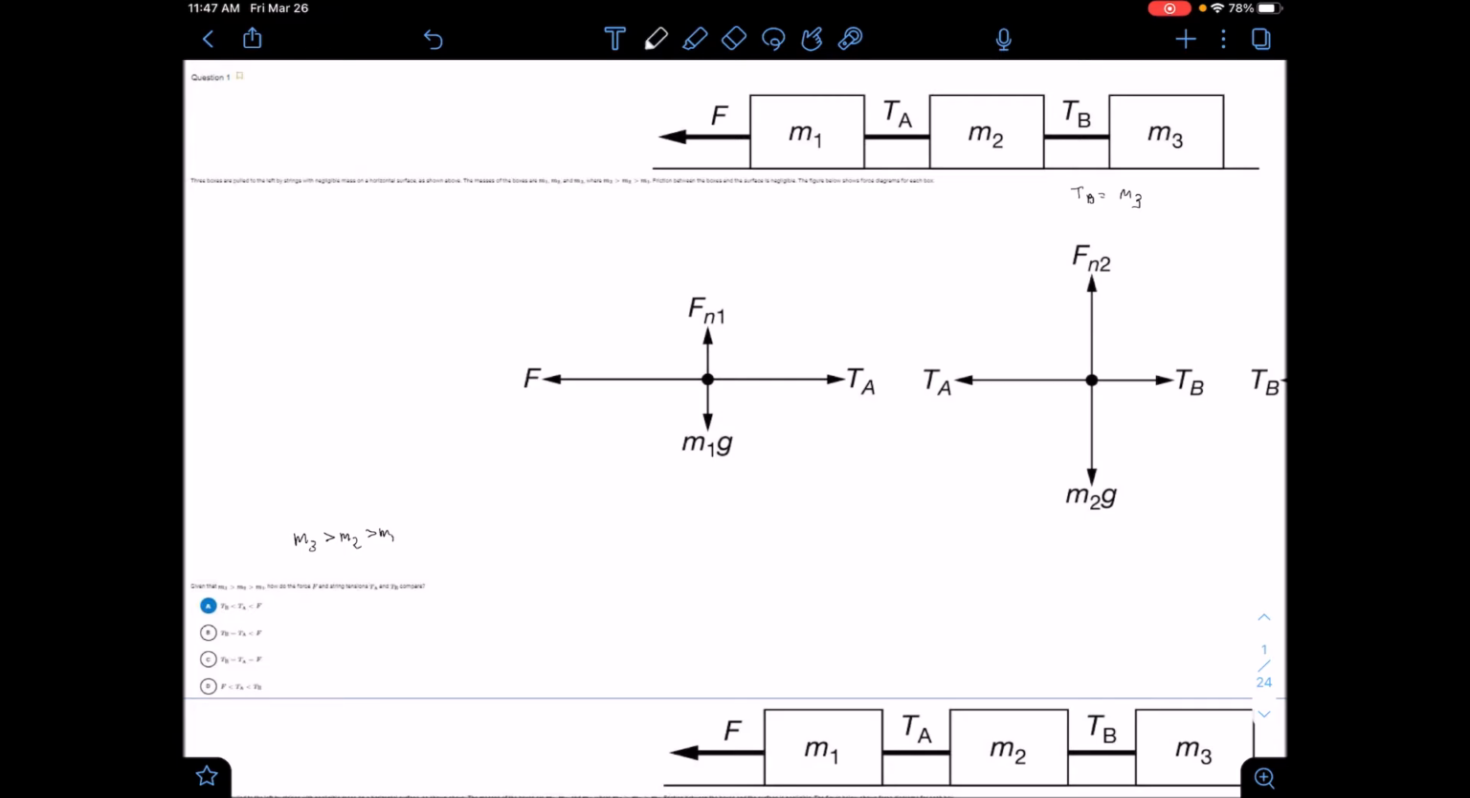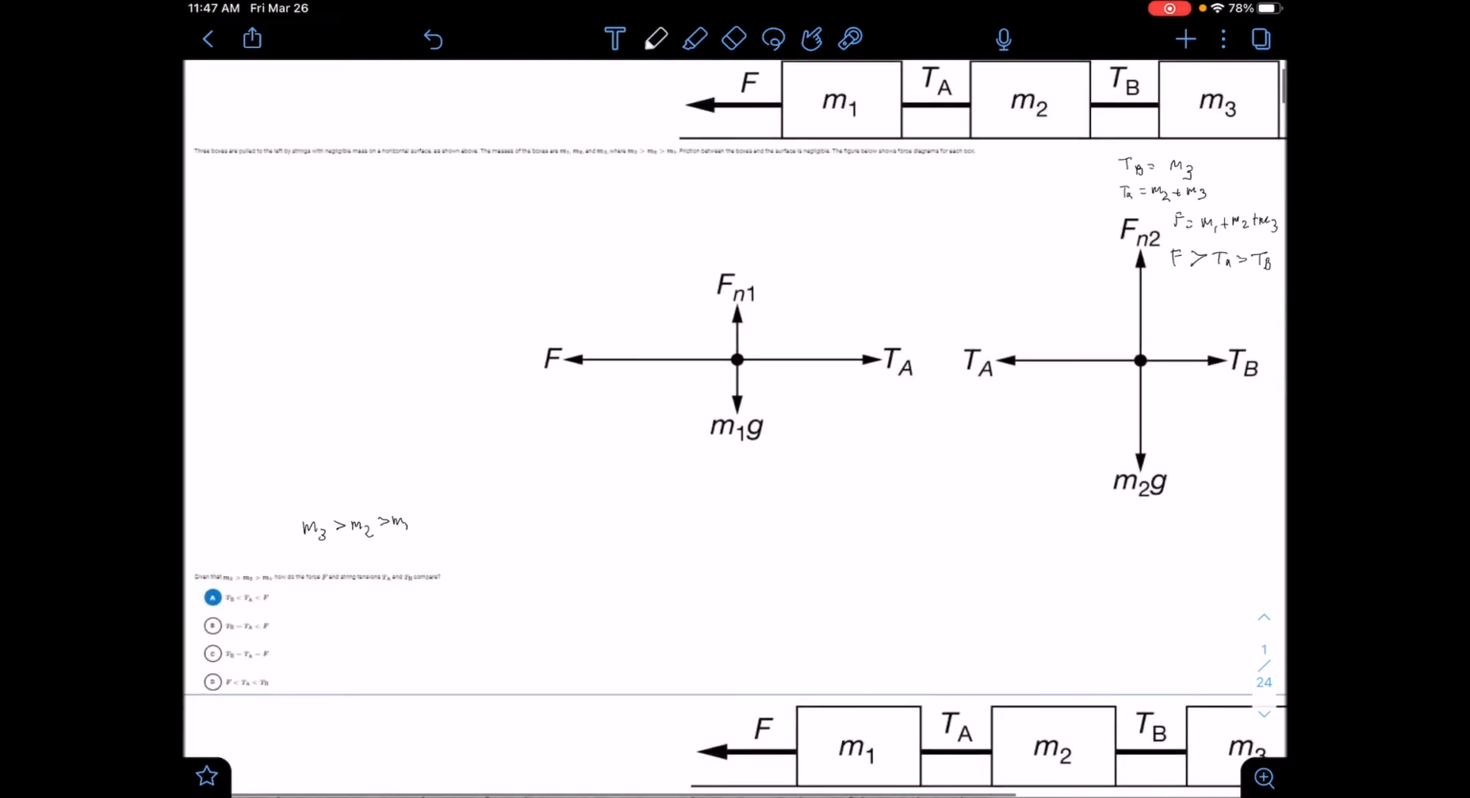And now TA. So if you were to remove this block right here, and you were to pull right here at the tip of the string, it would be moving the mass M2 and M3. And so TA equals M2 plus M3. And if you were to pull the force, F is equal to M1 plus M2 plus M3. Thus, F will be greater than TA, which will be greater than TB. And so if we look over here, that is our final answer. It just says it backwards, but it means the exact same thing.